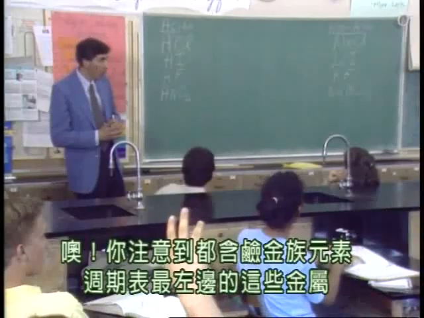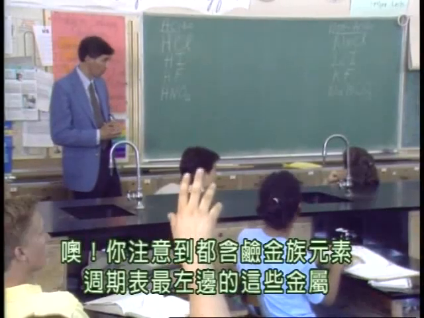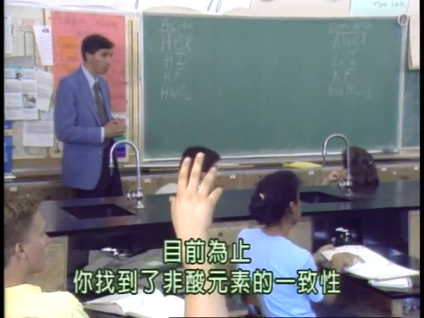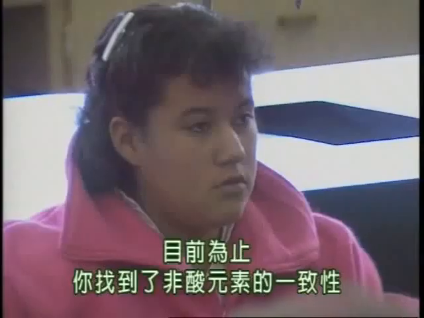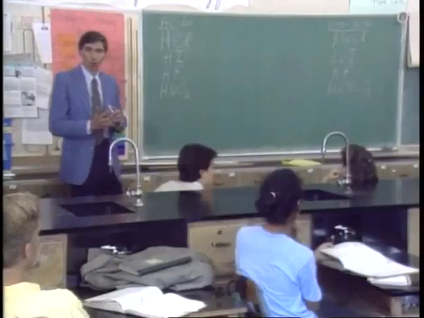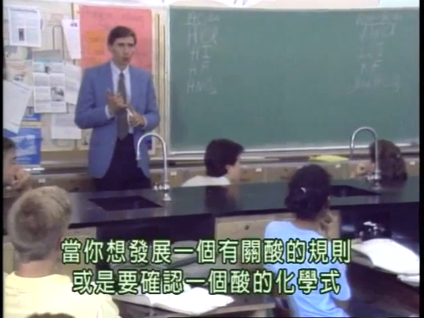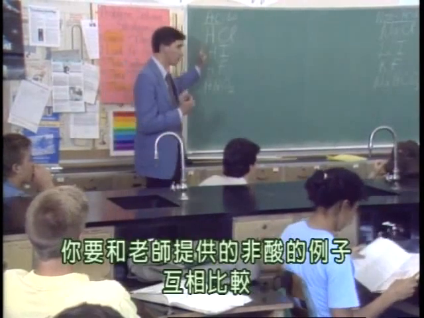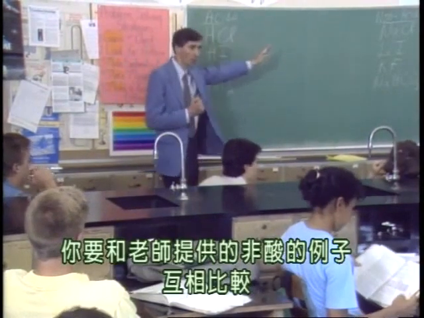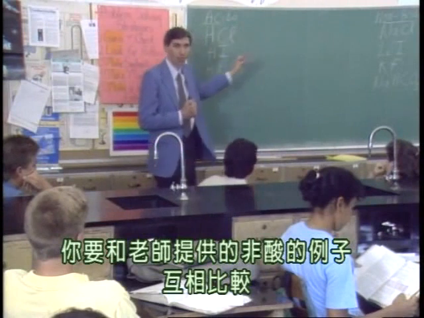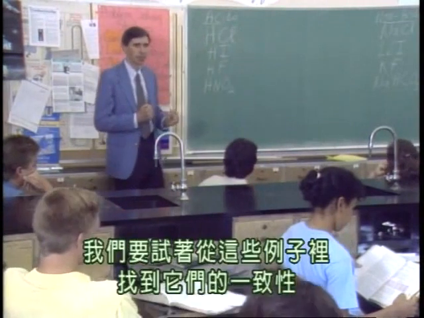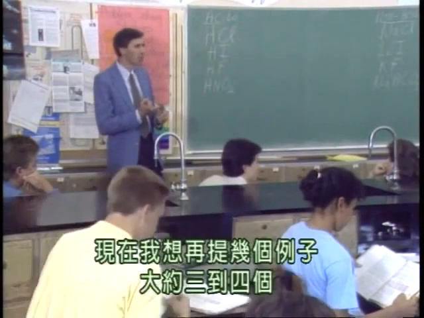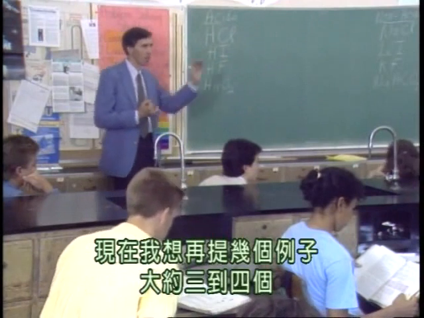So you're looking at the first group in the periodic table up there, the group of metals over on the left-hand side, and so far you're seeing some consistency in the non-acids. Right. Okay. Remember, you're trying to develop a rule for identifying the formula for an acid. So you're going to be comparing the examples to the non-examples that we give, the acids to the non-acids, trying to find some consistency. Let me put some more examples up here of acids and non-acids.